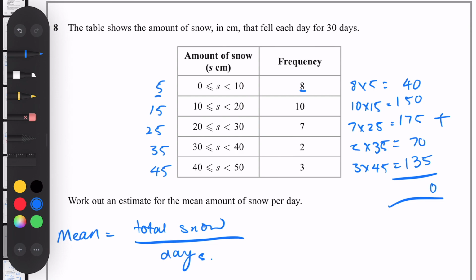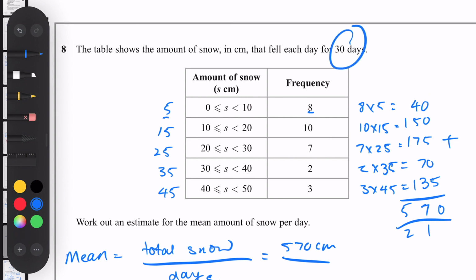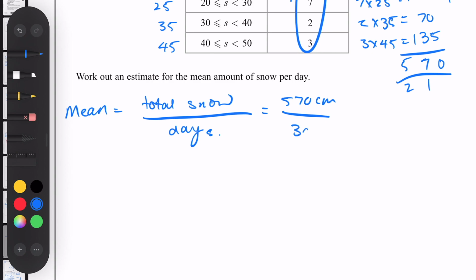So that's 10, that's 27, and then, so 570. So the amount of snow is 570 centimetres, and then you're going to divide it by how many days. If it tells you in the question, you'll just use the number. If not, you have to add up all the days together, but it's 30. And I believe that is 19.